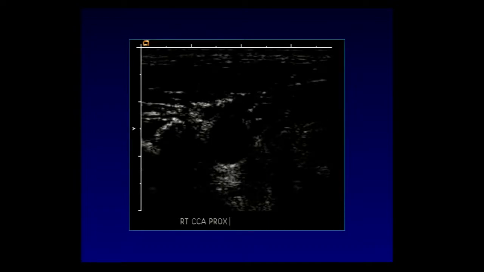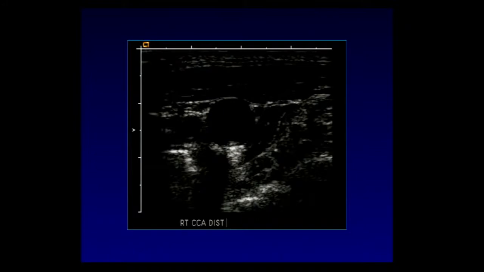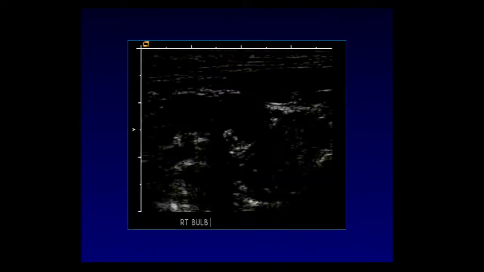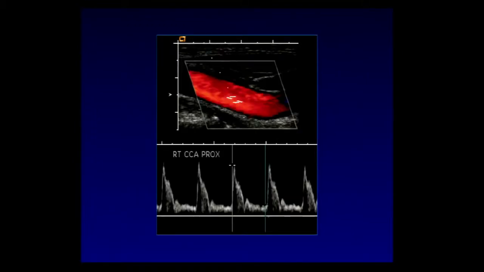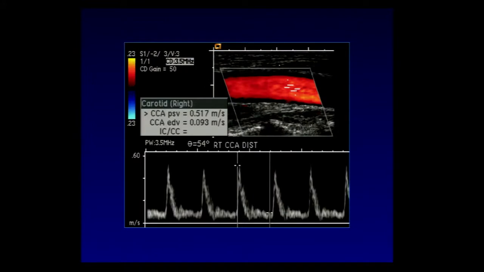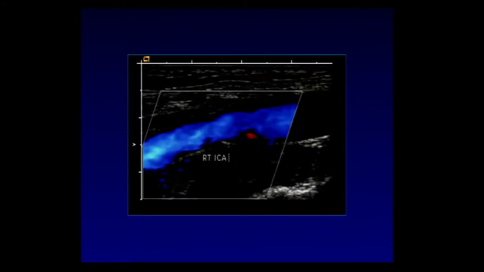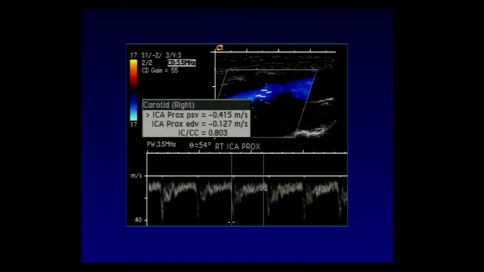And then we look in the transverse plane, in the proximal CCA, distal CCA, the bulb, bifurcation. And then we start with the color and spectral Doppler. You can do both on the same one. You don't have to do color all the way up and then spectral all the way up. So this is a typical normal study for proximal CCA. Here's the distal CCA, ICA, and the bulb. So you want the takeoff of the ICA. And here is the proximal ICA.